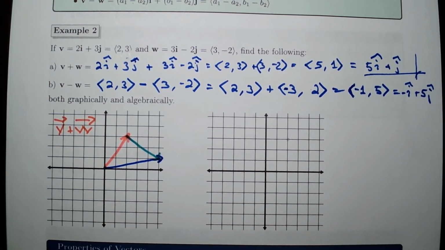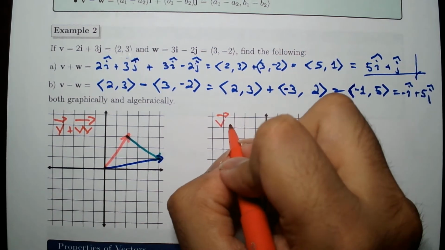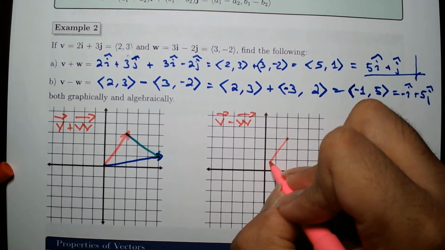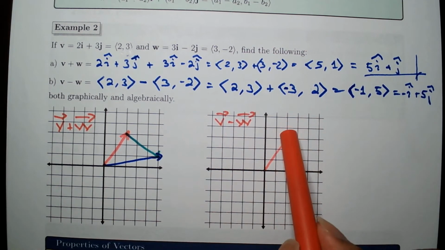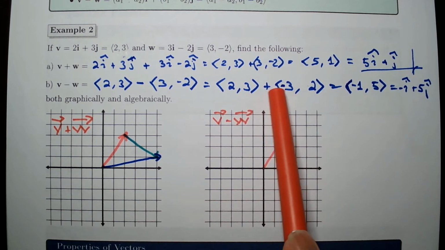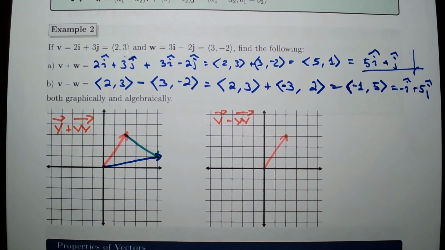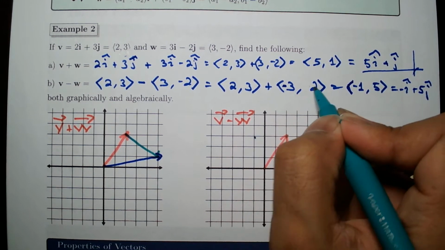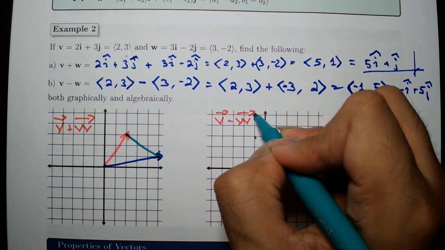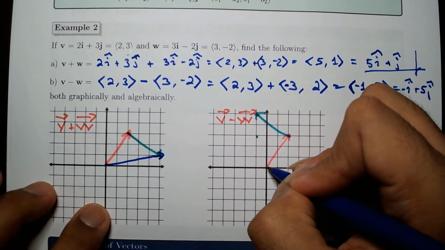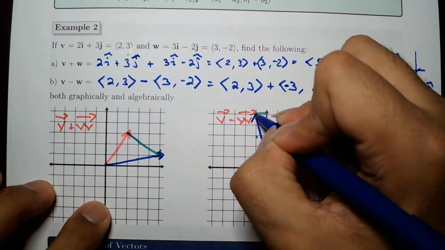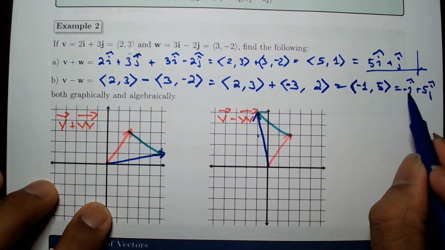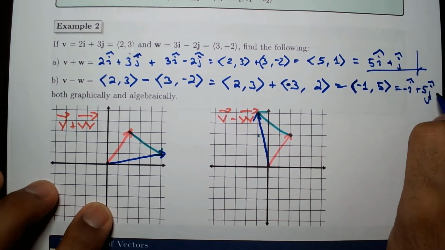What about the subtraction of vectors? So v minus w. v is still the same, 2, 3. But in this case, subtracting the vector 3, negative 2 is the same as adding the opposite, negative 3, 2. So from the terminal point of the first vector, I'm going to go 1, 2, 3 units to the left and then 2 units up. Then from the initial point of the first vector to the terminal point of the second vector, what's that vector? Negative 1, 5. Negative i plus 5j.